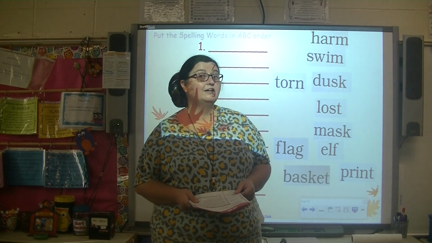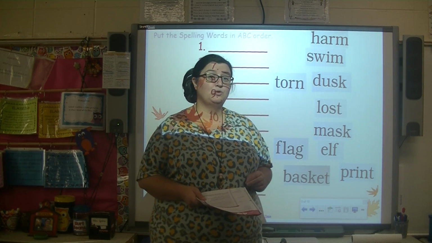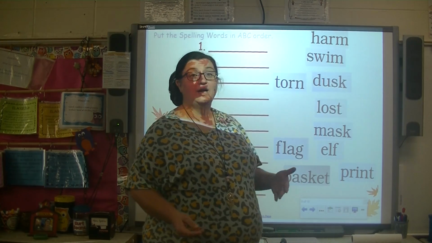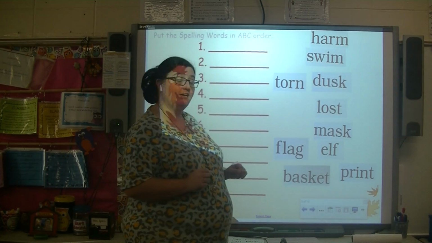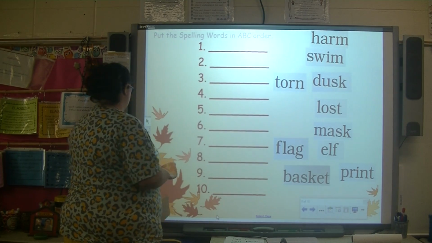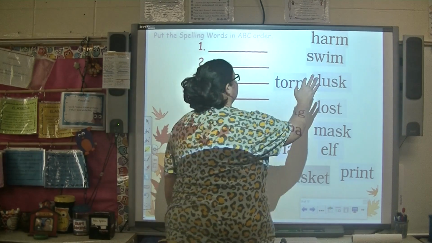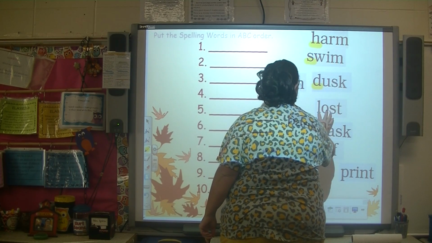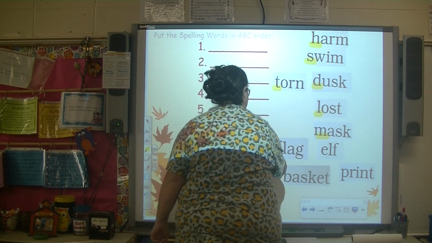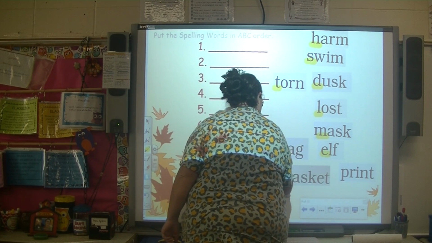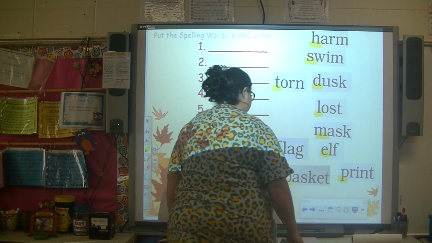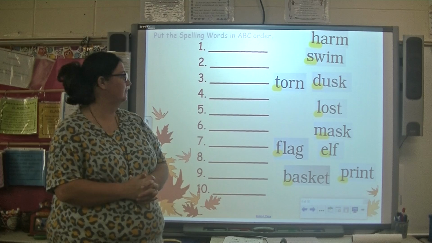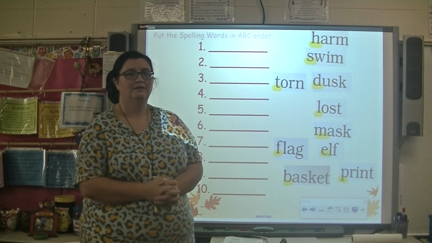Let's underline the first letter and look at each one and see if it begins with a different letter of the alphabet. So take your pencil, crayon, highlighter, and underline that first letter, and let's look. Okay.